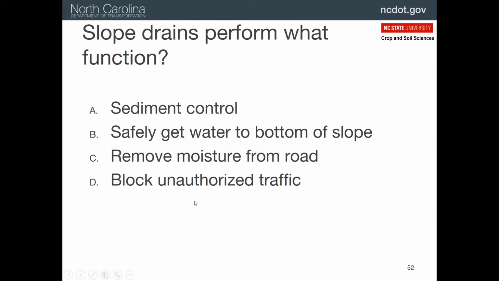So let's think about these slope drains and what they actually do. So are they there for sediment control, to get the water to the bottom of the slope, get moisture out of the road, block unauthorized traffic? Okay, so we are just trying to get water down the slope safely without eroding the slope.